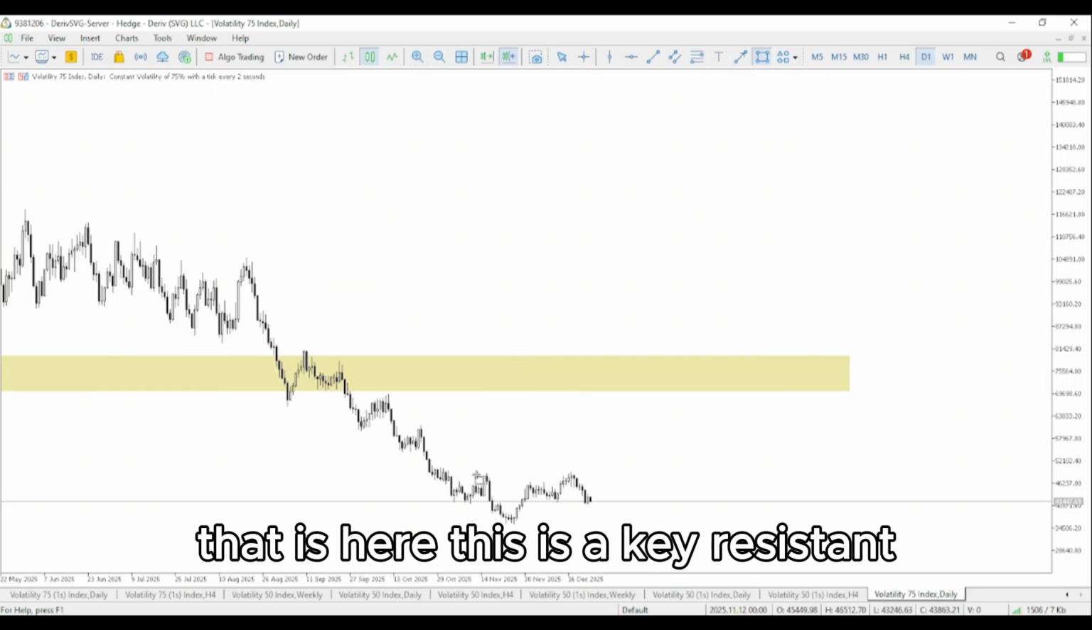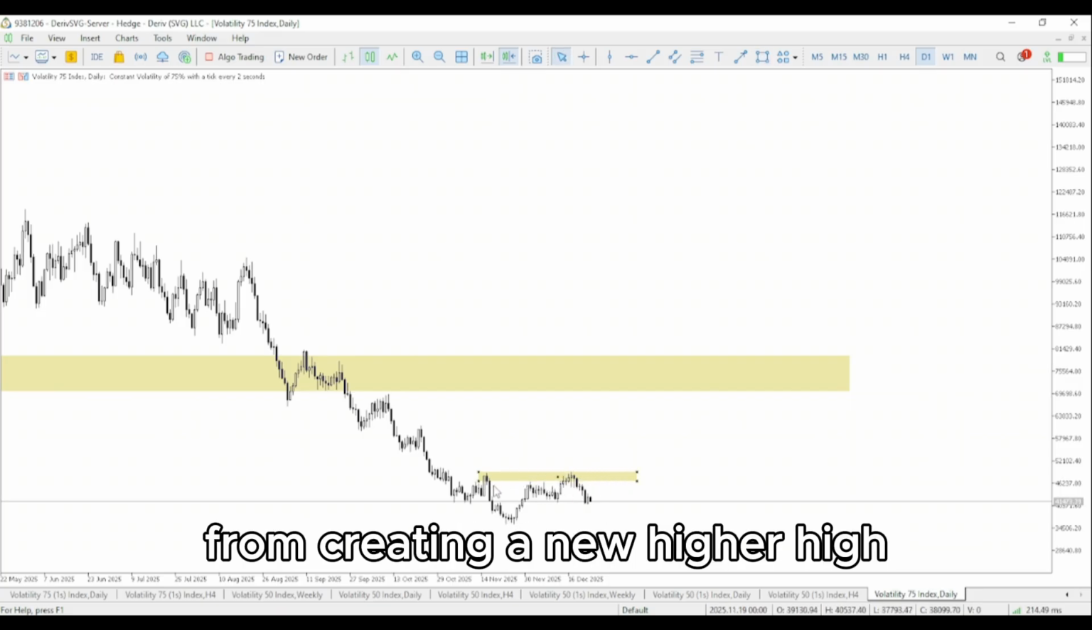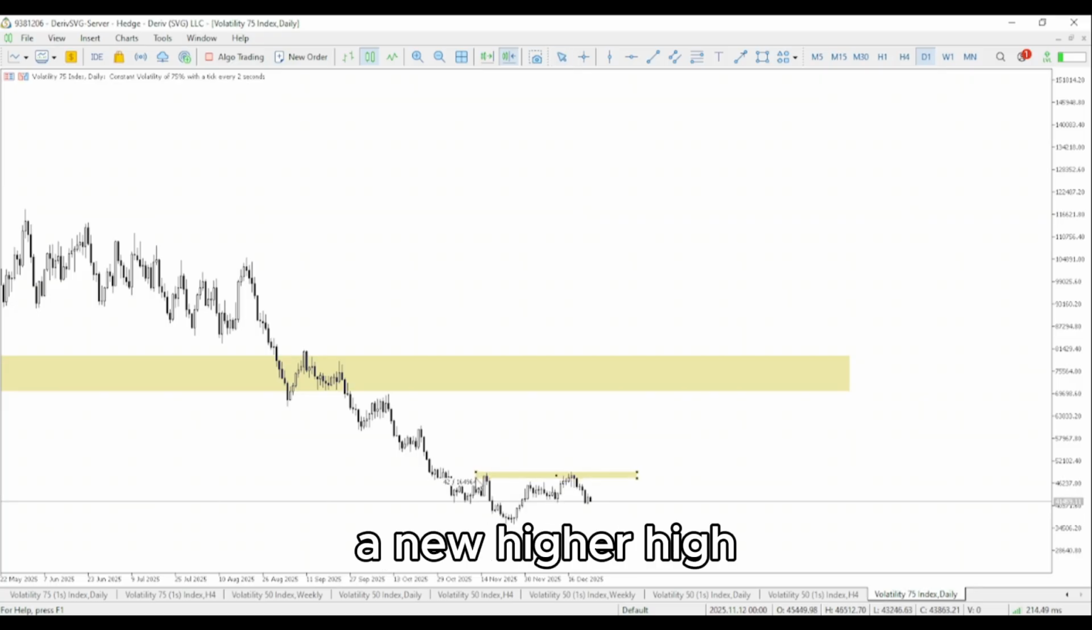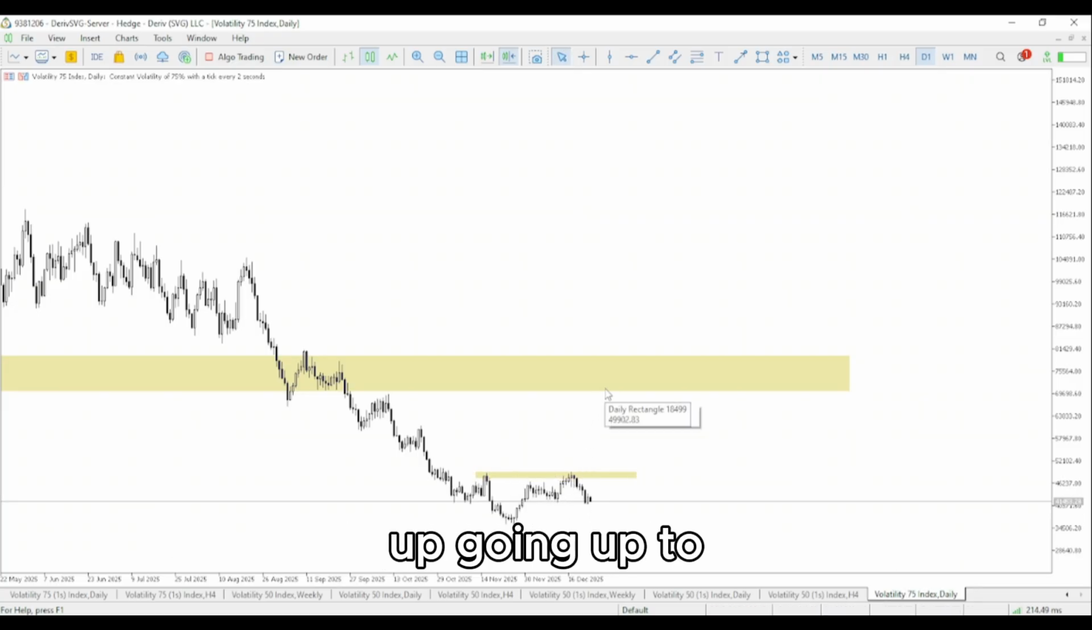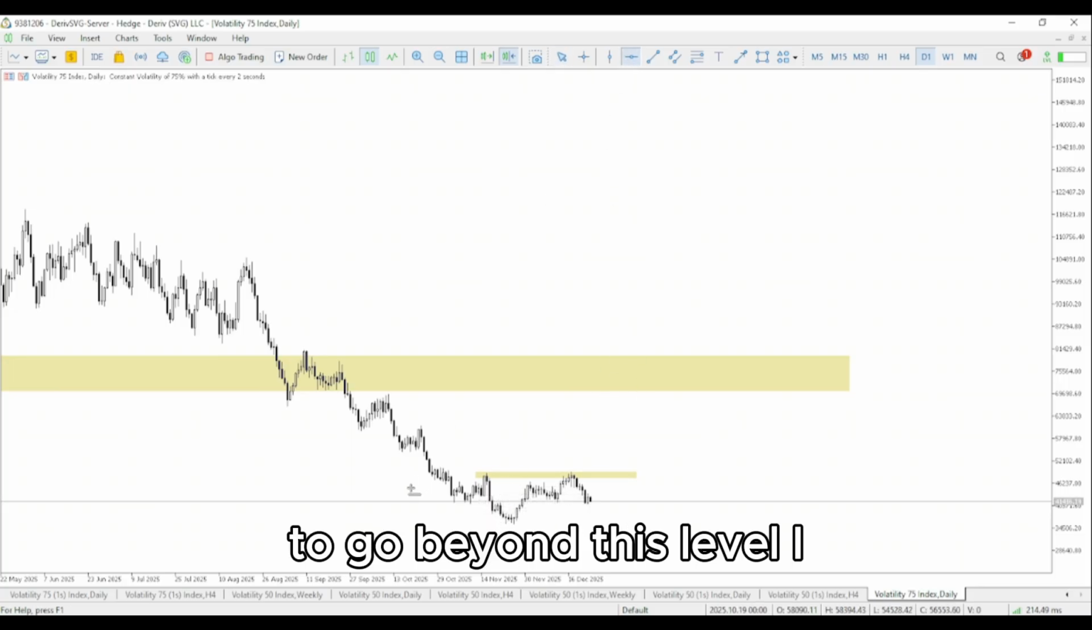strong resistance level that is here. This is a key resistance level from the daily time frame. So this is what stopped the market from creating a new higher high. You understand? From creating a new higher high to the upside, because basically the market would have been going back up to this major resistance level on the weekly, but the market failed to go beyond this level. The market failed to go beyond this level.